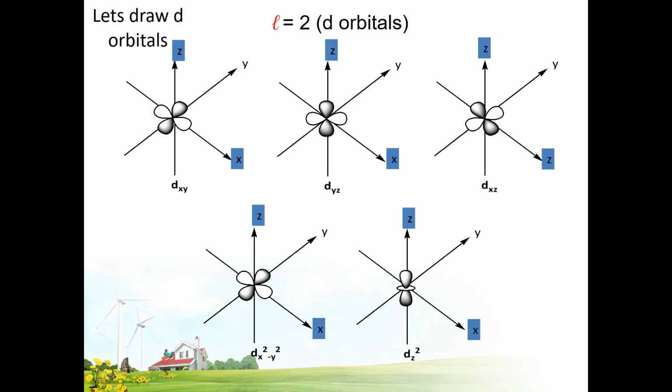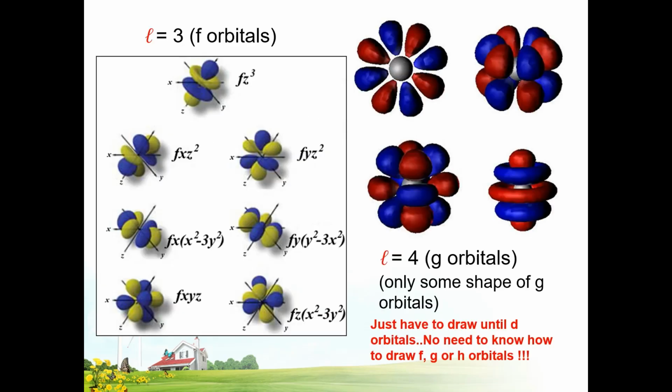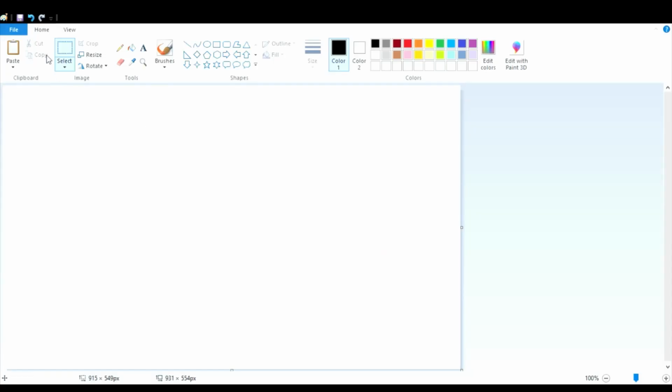The last part of drawing the orbitals is the d orbitals. It's a little bit complicated as there are 5 of them, and they are dxy, dyz, dxz, dx square minus y square, and the last one dz square. So how do we draw them? Let's proceed drawing for d.